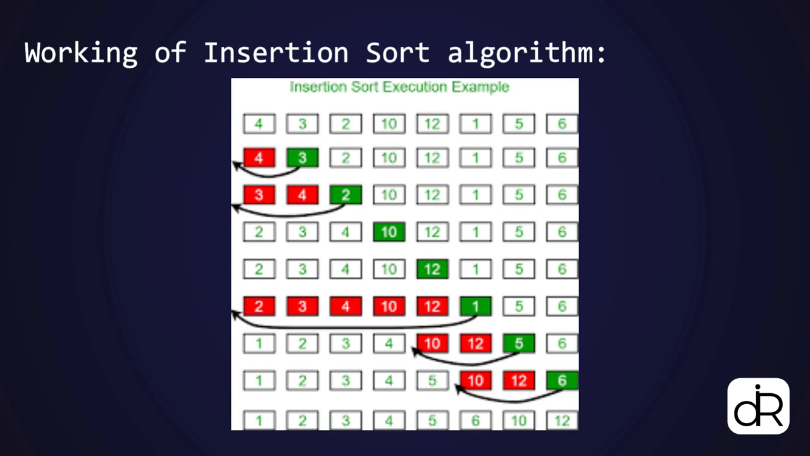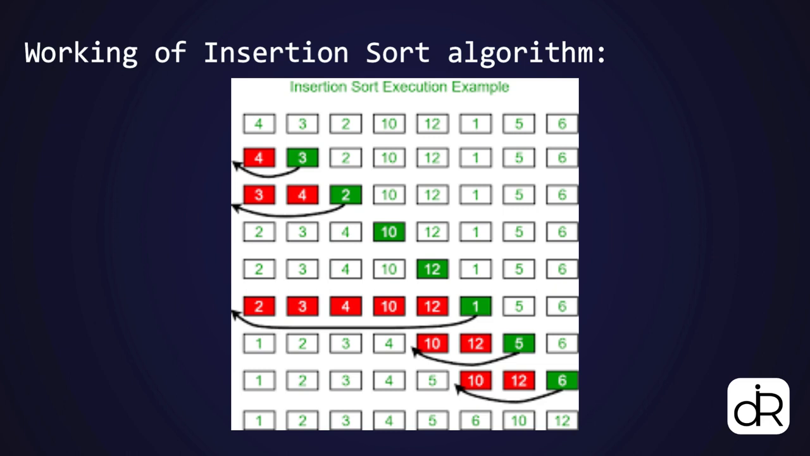And 1 is smaller than 12, smaller than 10, smaller than 4, smaller than 3, smaller than 2. So we're going to put it before the 2 and put the rest of the elements of the array to the right. So again we have 5. 5 is smaller than the 12 and smaller than the 10, but it is greater than the 4. So we're going to put it after 4 and before the 10. So we're going to insert it before the 10 element and push all the other elements to the right.